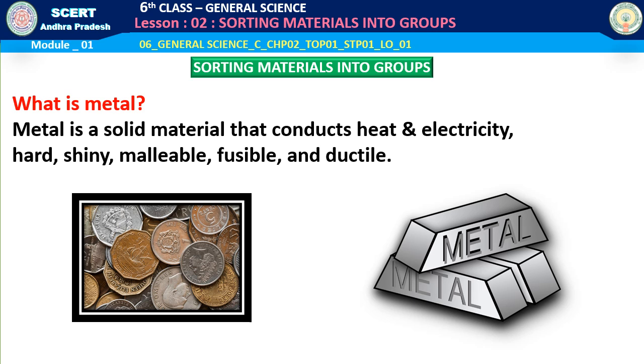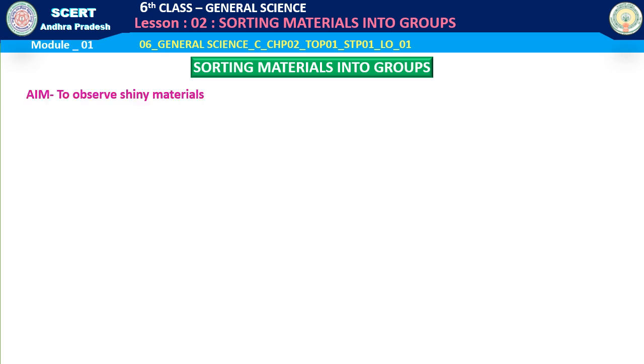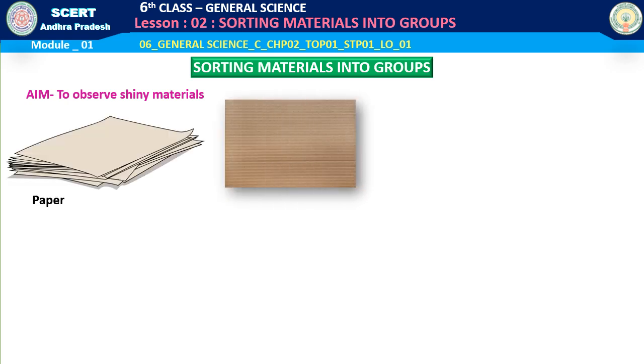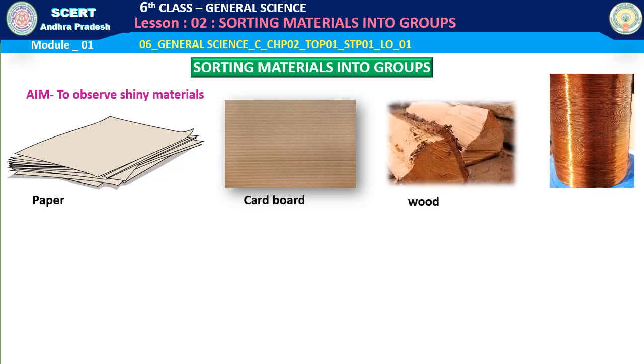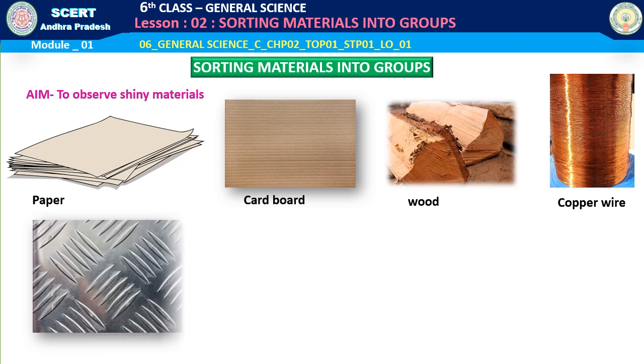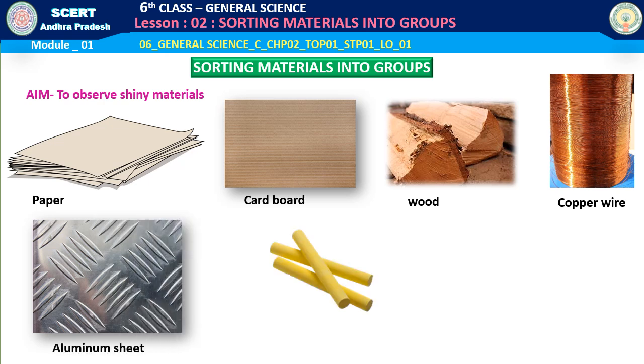Let us do an activity to observe shiny materials. Here our aim is to observe the shiny materials. For this we need paper, cardboard, wood, copper wire, aluminium sheet and chalk piece. Let us observe the method.